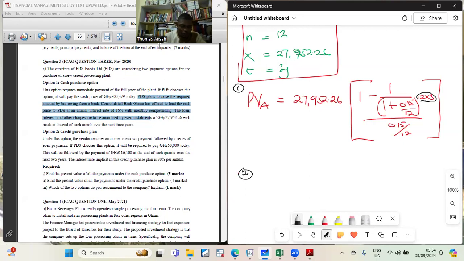Then I do 1 divided by answer. The answer that I get, I do 1 minus that. All right, all over 0.15 over 12. Just so you know, this is how I punch it. I don't know if you can see it.